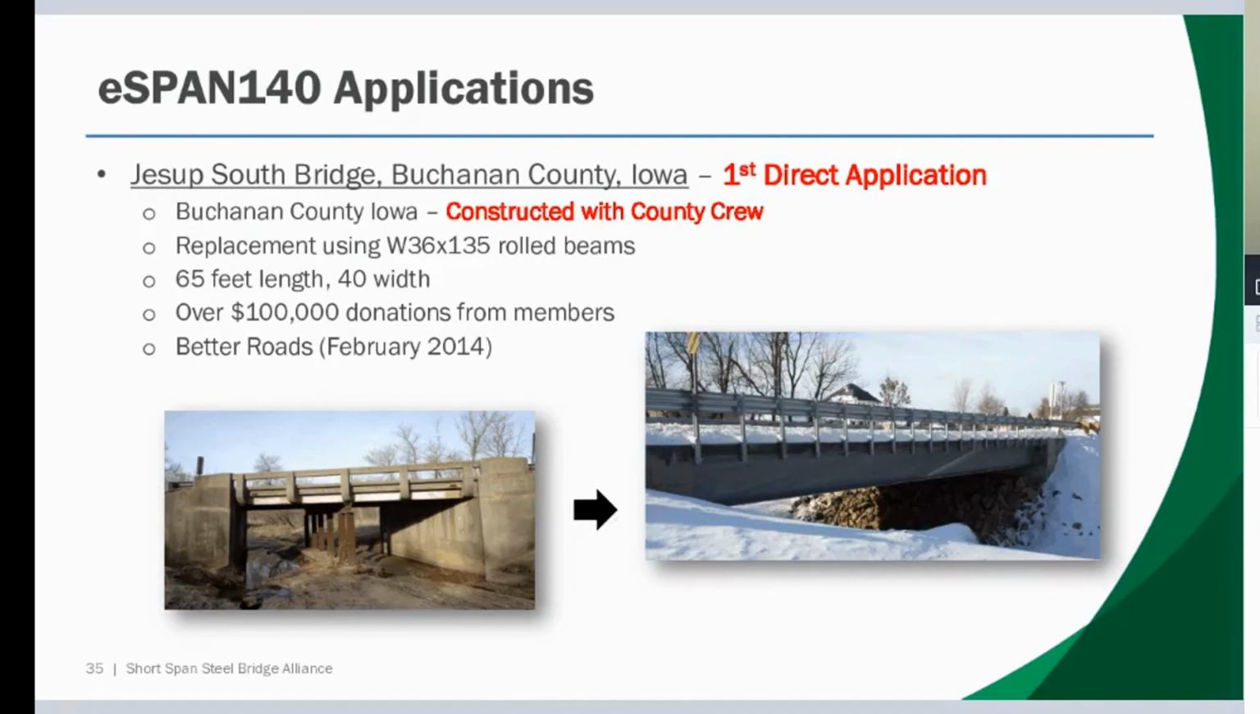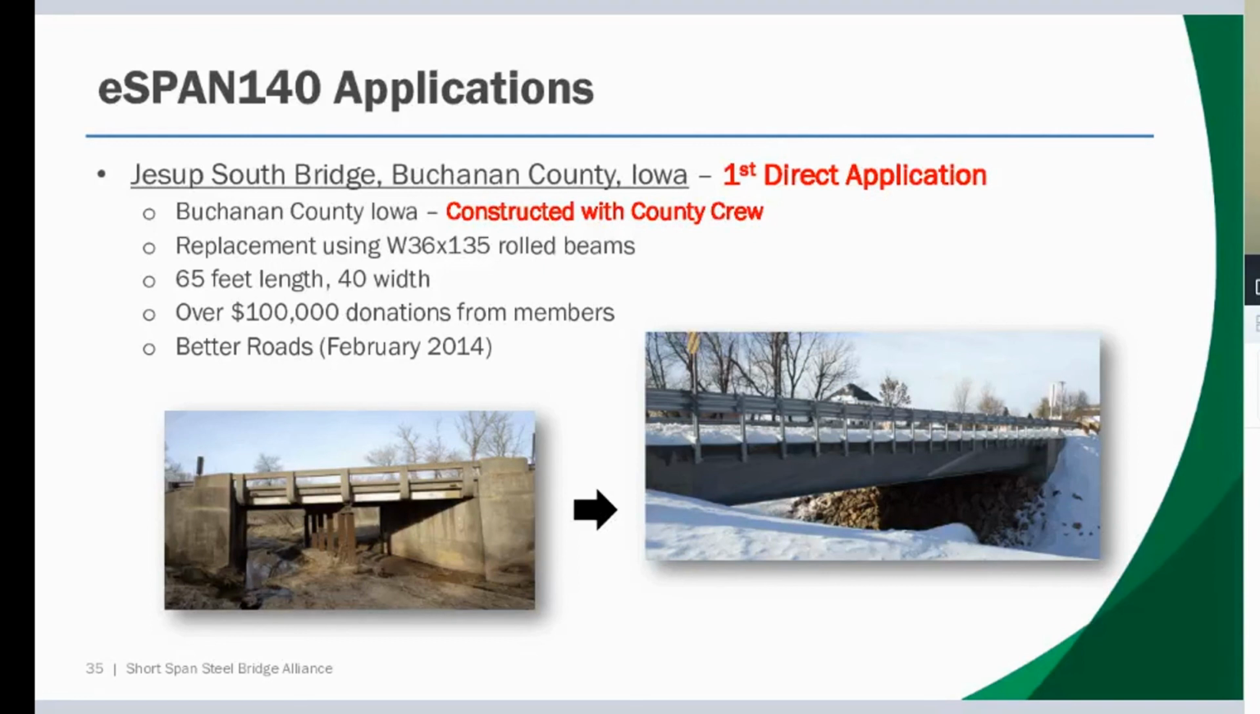We also wanted to make sure that eSPAN stood the test, that these girders would actually work in direct application. So we worked with a county engineer in Buchanan County, Iowa. This was the first direct application. The county engineer, we ran eSPAN for this given bridge. eSPAN suggested W36 by 135 sections for the girders, and that's what he built.